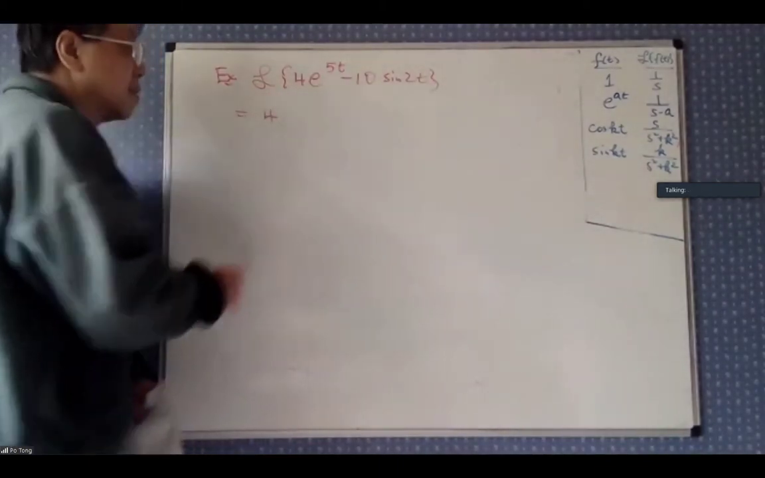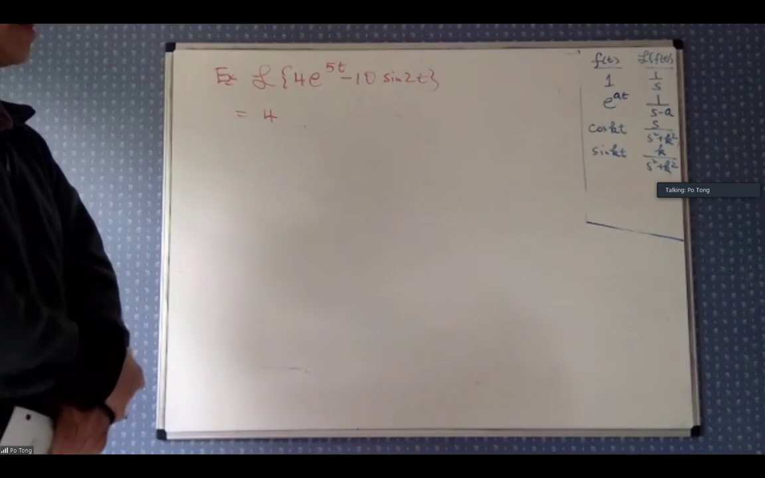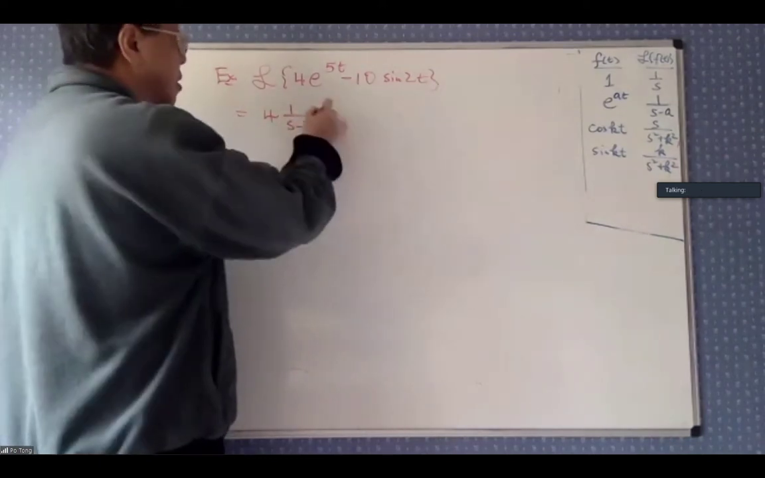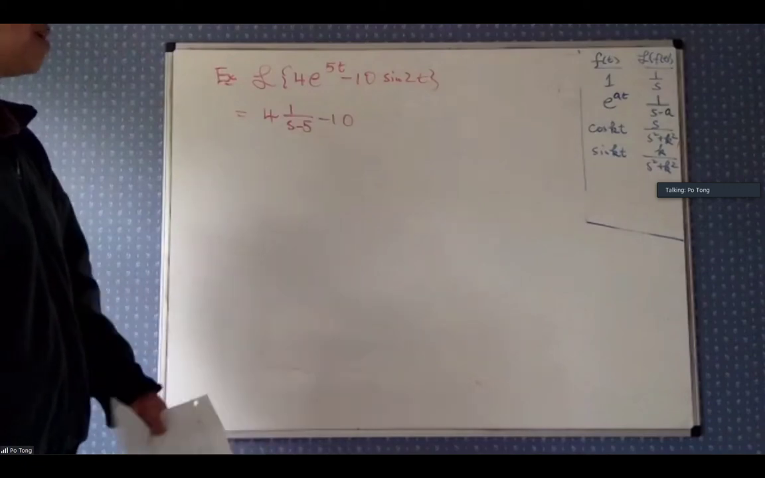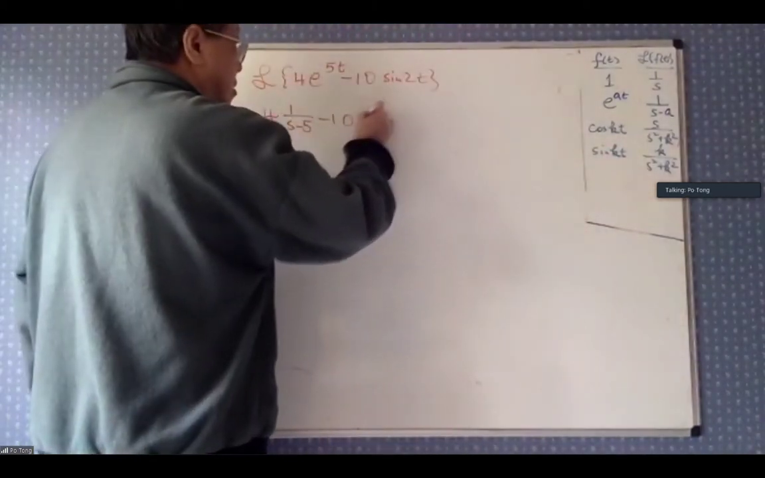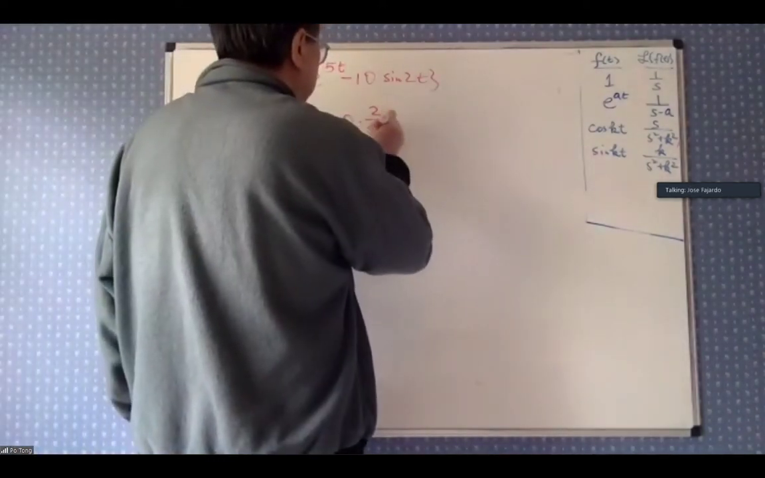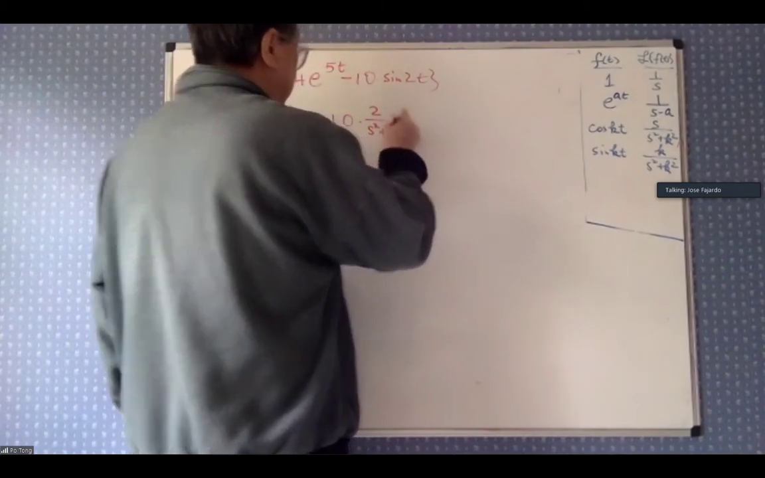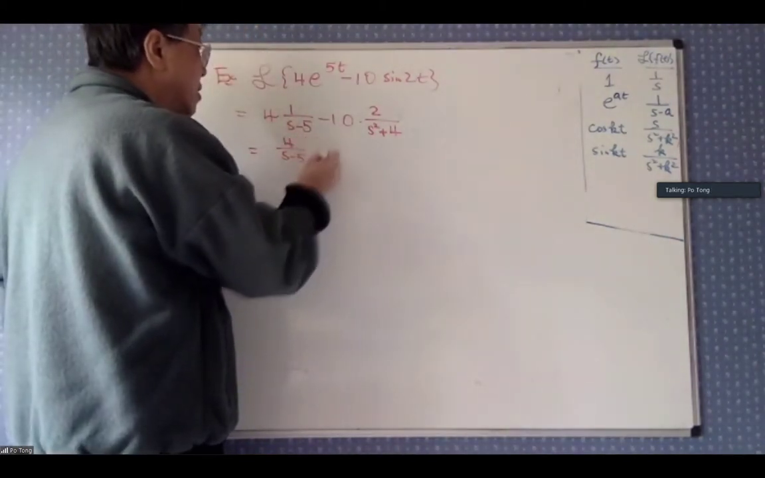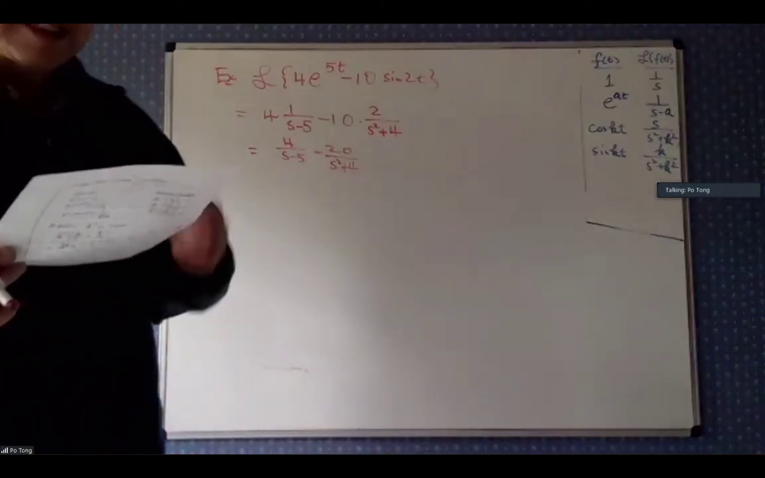4 times the Laplace transform of e to the power 5t, which is 1 over s minus 5. Subtract 10 times the Laplace transform of sine 2t, which is 2 over s squared plus 2 to the power 2, so s squared plus 4. Then you can write this as 4 over s minus 5 minus 20 over s squared plus 4. Okay?